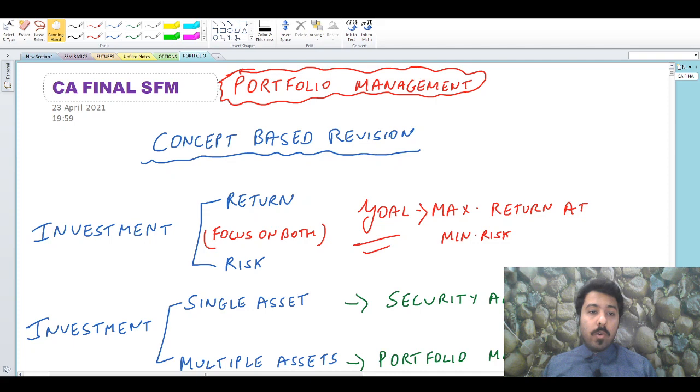Okay. So today we'll be doing a quick concept based revision of the chapter portfolio management. We'll discuss every single concept and try to understand and break down every point so that you can understand it easily. Obviously there are some parts where we have formulas, so we just have to learn them, but I can explain the concept behind using them, so that should help you. Okay. So let's go ahead.